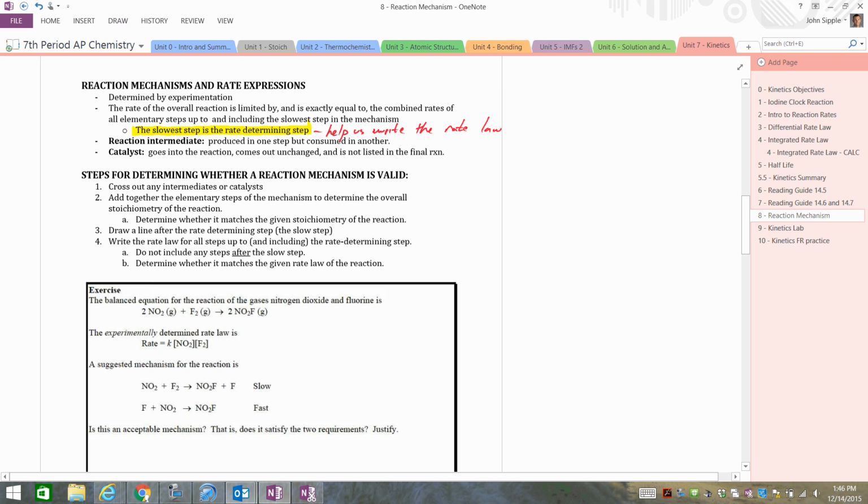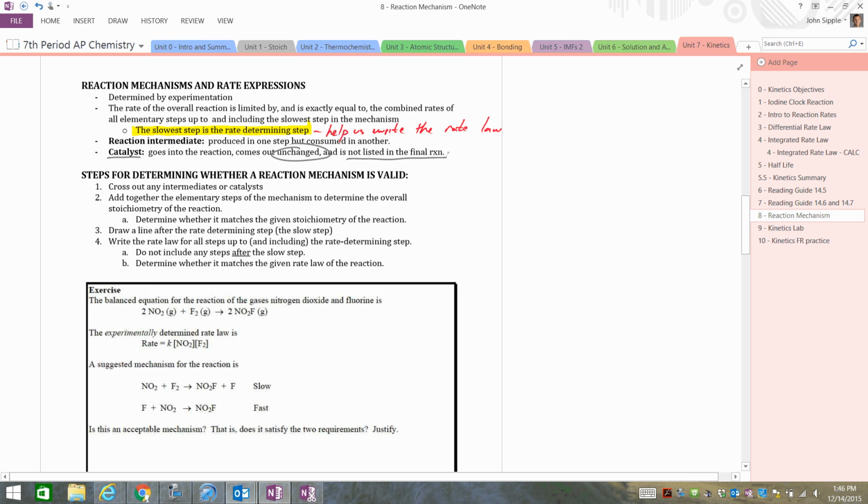Okay, and just our reaction intermediate, right? That's something that's produced in one elementary step of the reaction and used up in another. So if it's on the product side and the reactant side in those elementary steps, we want to get rid of it. And remember, a catalyst is a substance that comes out of the reaction unchanged, right? So it's not listed in the final reaction. Just keep that in mind.